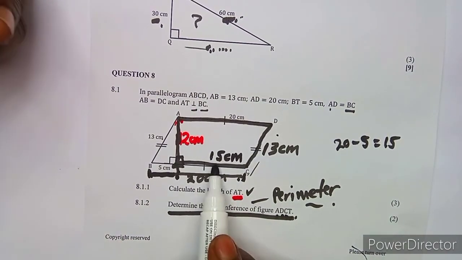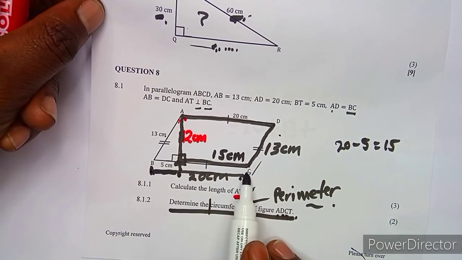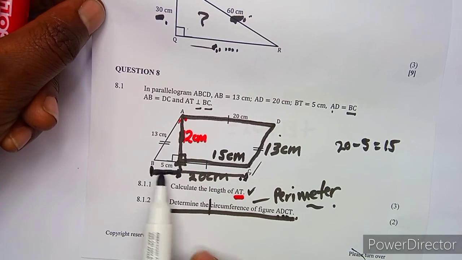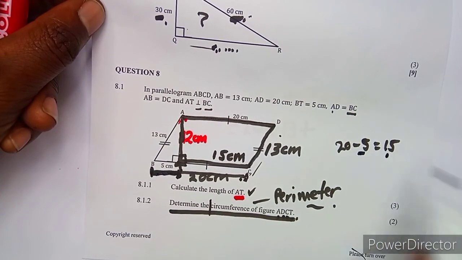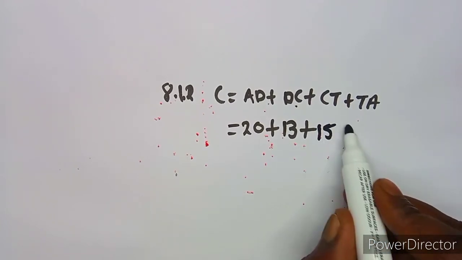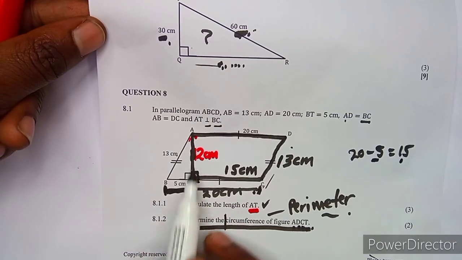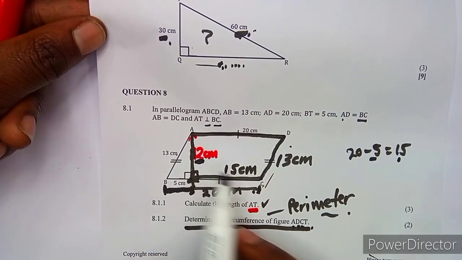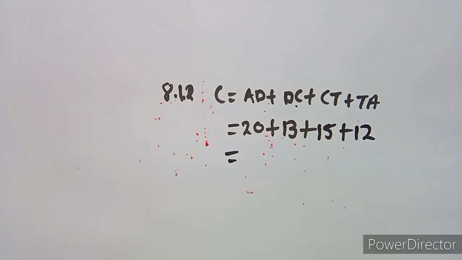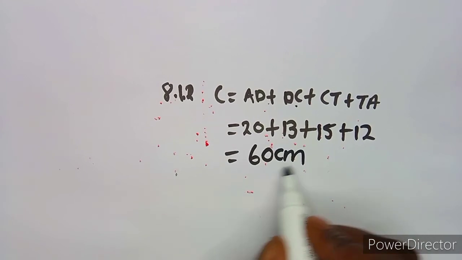So this is the one that you're going to add, because take note, it's 20 from this point to this point, but you're given 5. So you remove this 5. To remove 5 is to subtract 5. That is 15. All right, so you're going to be left with 15 plus TA. From T to A, that is your AT, which is 12 centimeters. So this is what you're supposed to have, which is going to give us 60 centimeters.